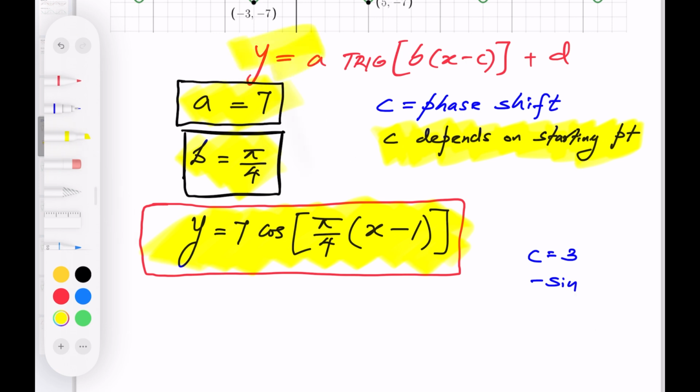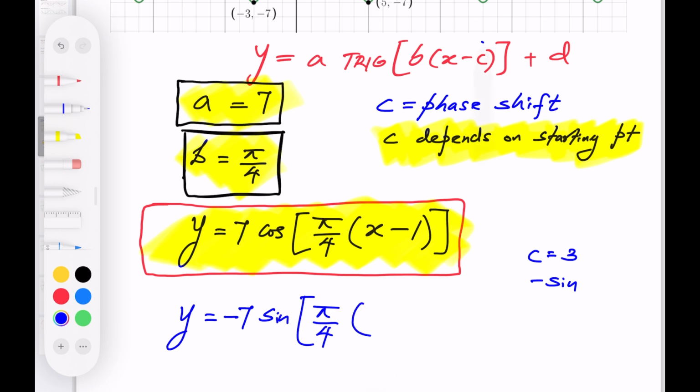Once again, right here we have the generic equation. All the other values such as a, b, and d we have found. So how would you write down the equation? The equation will be y equals, the amplitude is 7. The trig function we are going to use is a negative sine function. So let me write down that negative symbol right here, sine. It is just 7 times negative sine. Open brackets, b is equal to pi over 4.